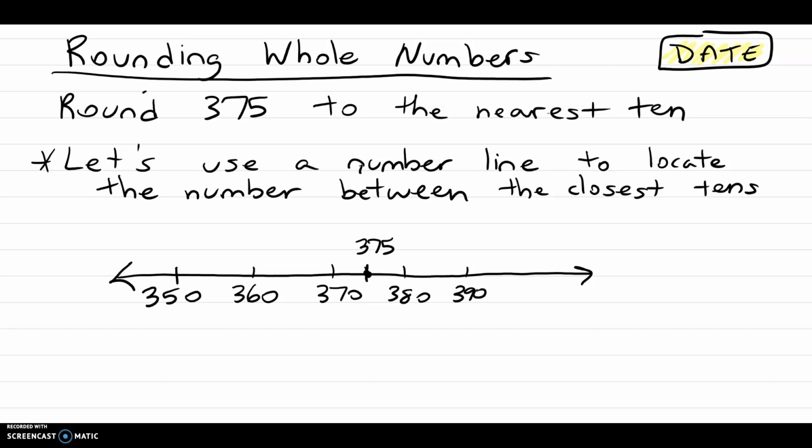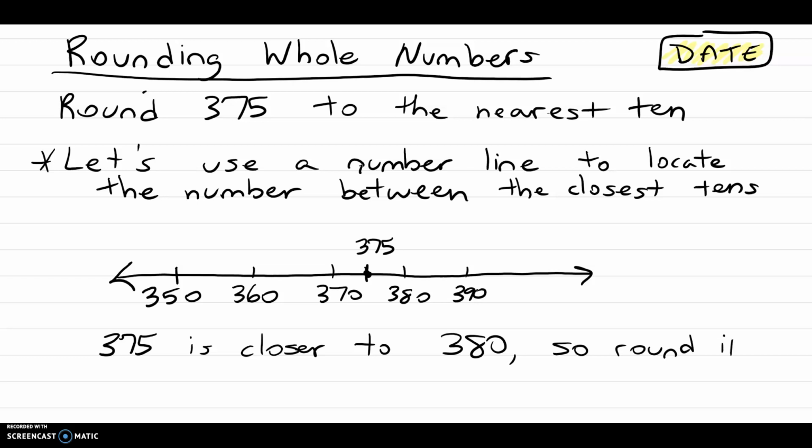So if I was going to round, 375 is closer to 380. So round it to 380. So 375 rounded to the nearest 10 is 380. That's how we would use a number line to set that up. You just count by the tens and look at where the number is closest to which 10.